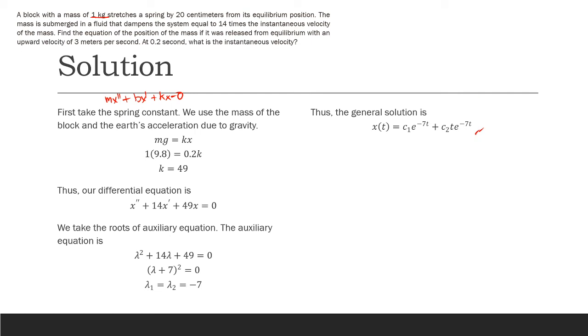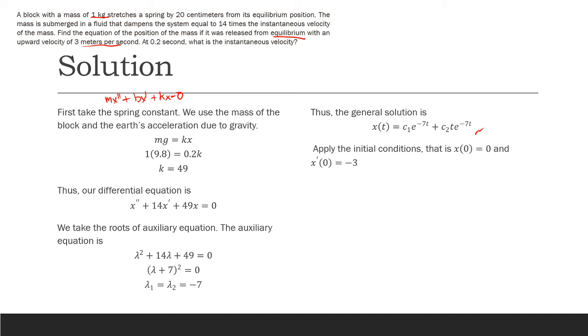Now, we need to find the particular solution. In order to do that, we need to substitute the initial conditions. Let's find the initial conditions in the problem. It says the mass was released at equilibrium with an upward velocity of 3 meters per second. That means at t is equal to 0, x is at equilibrium, so x is equal to 0. Also, at t is equal to 0, you have an upward velocity of 3 meters per second.